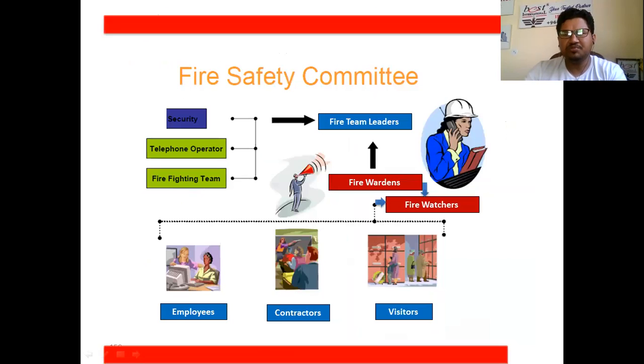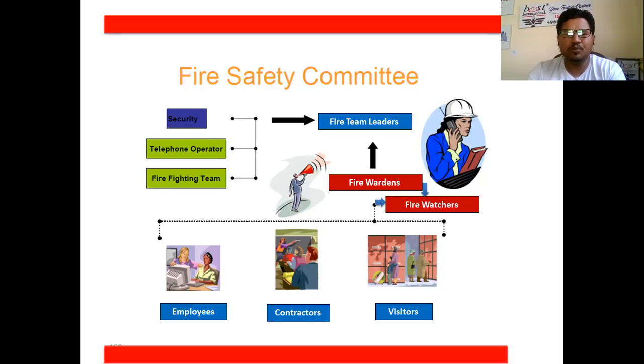Yes, there must be a fire safety team or a kind of committee. You can include the security staff or the telephone operator and the firefighting team. There must be some team leaders, and of course, under the team leaders, some fire wardens and fire watchers. So don't mix up that you are the firefighter, the fire warden, and the fire watcher as well. Differentiate them. For fire watchers, whenever there is hot work, we need the fire watcher.